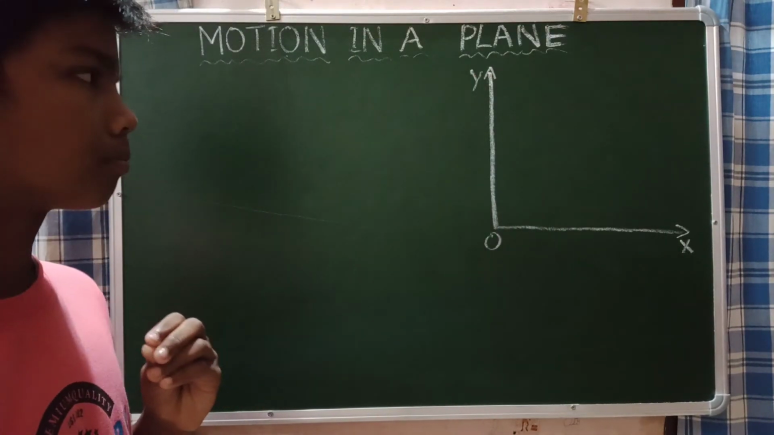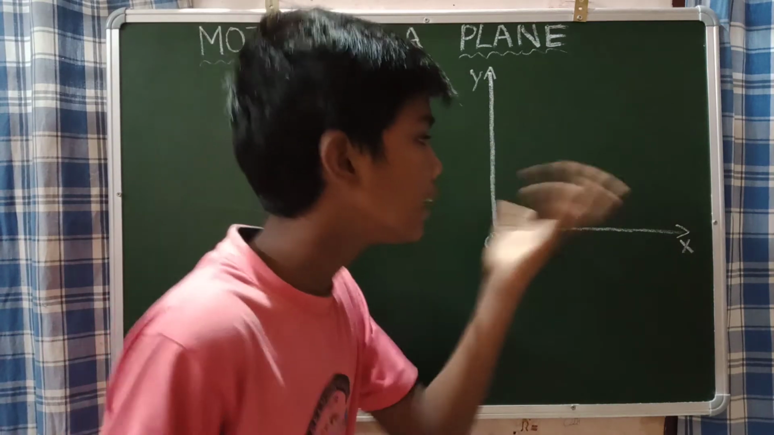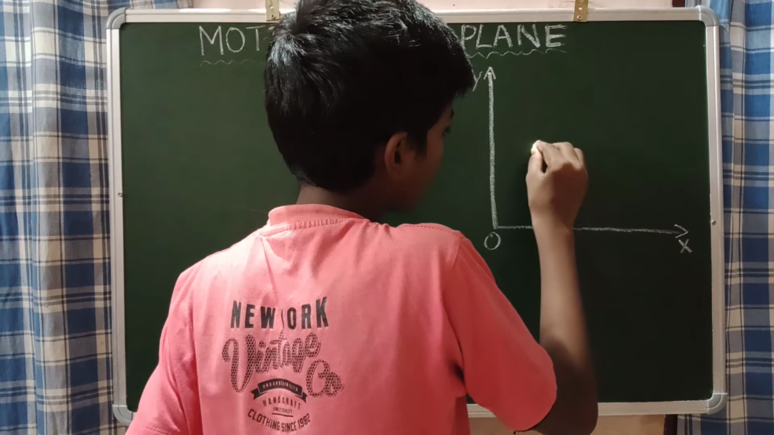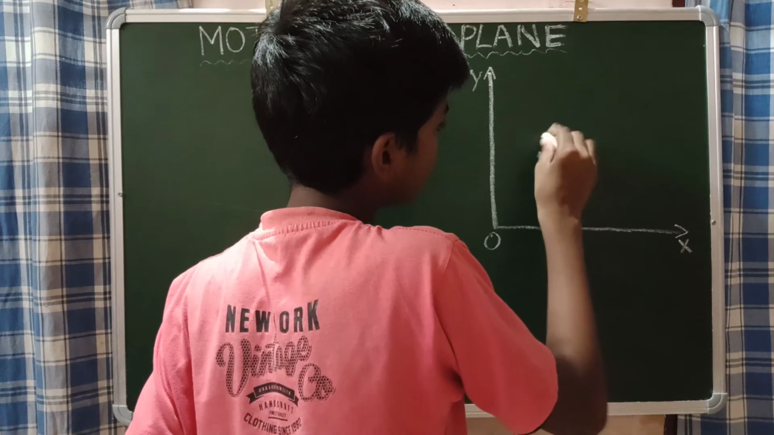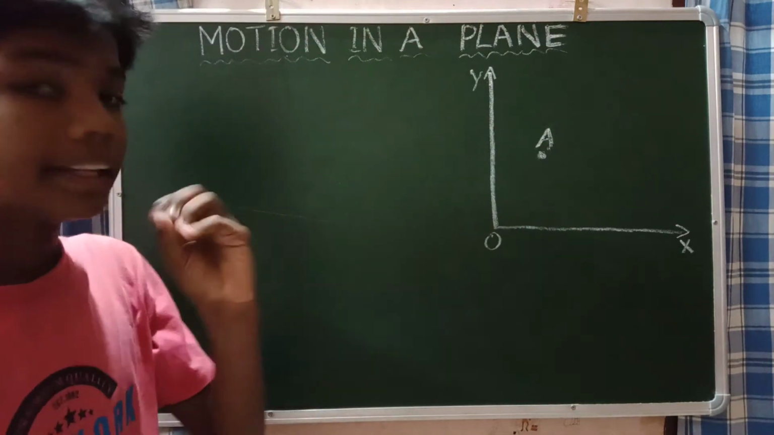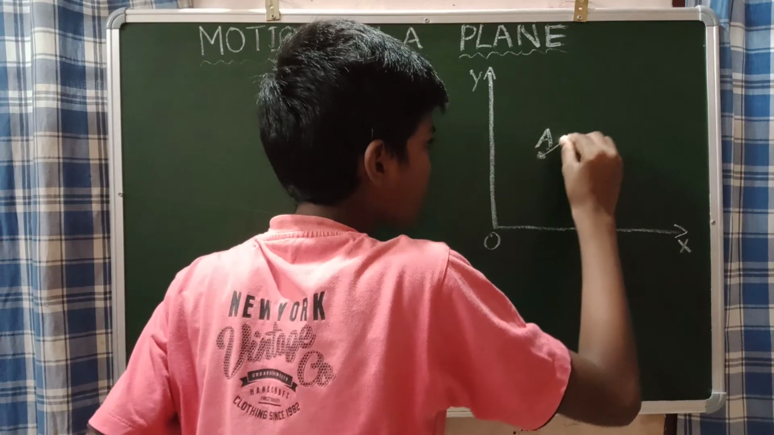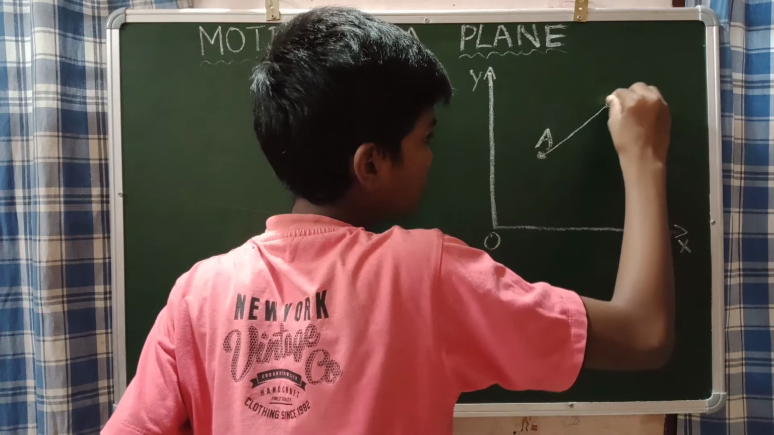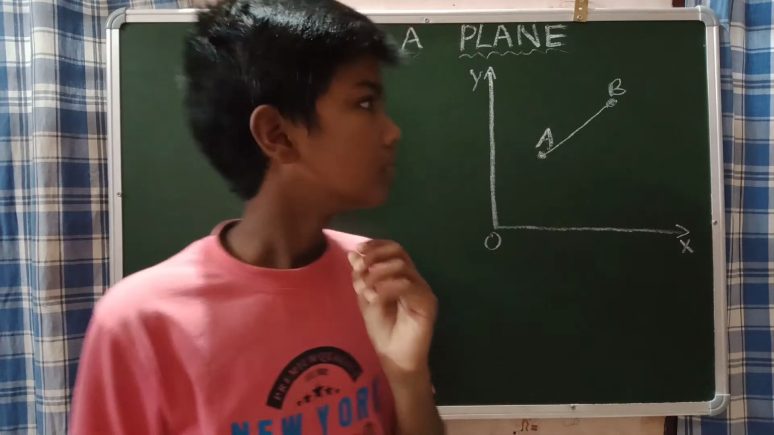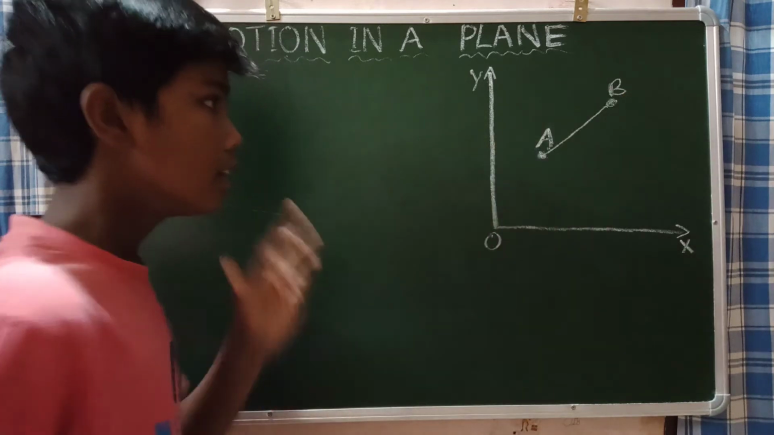We know that. Now let me say that a particle is moving in this plane. A particle is at initial position point A. That means a particle is at position A in the plane. Now that particle moves to position B from position A by this path. By this path, the particle moves to the position B.